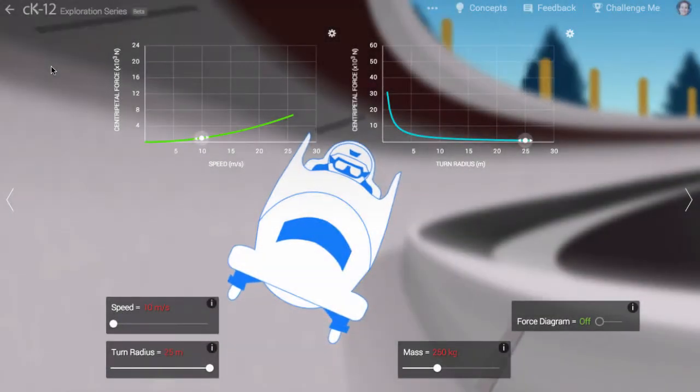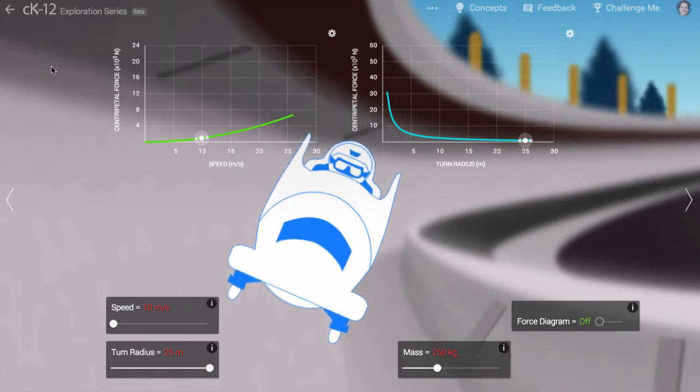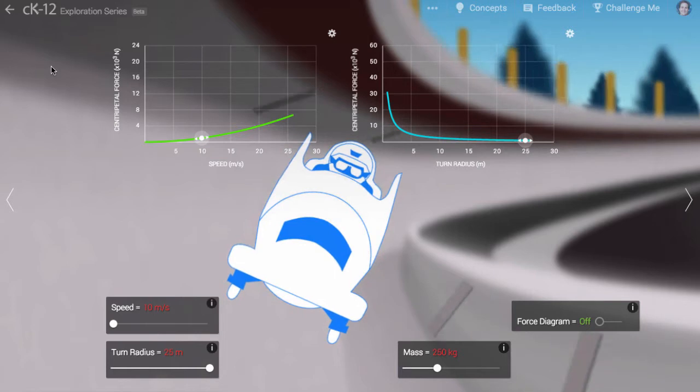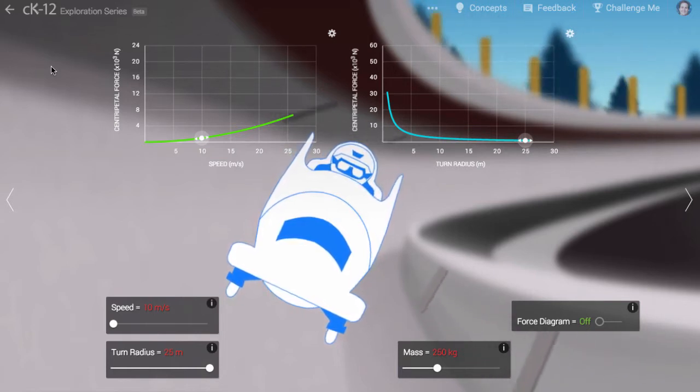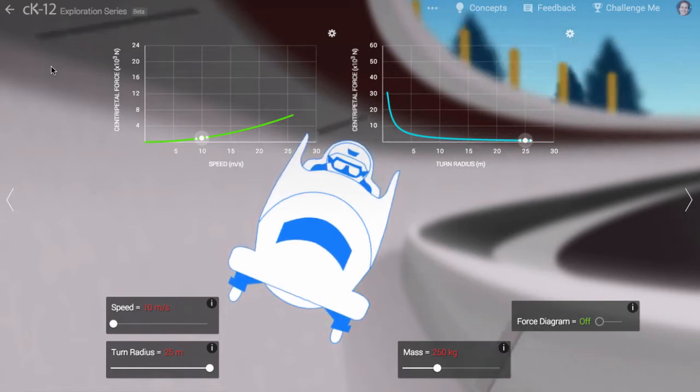In this simulation, we explore the concept of centripetal forces. Centripetal force can be tricky. People learning about the subject often come to it with a lot of misconceptions. Uncovering and correcting these misconceptions can be hard work.